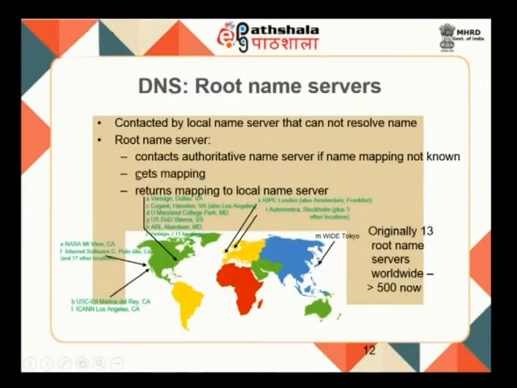If you look at these root name servers, they are located at many places. It is not one single root name server, but multiple copies of this root name server that are used worldwide. Originally, there were about 13 root name servers, but now we have more than 500 such root name servers distributed across the globe. And the root name server will contact the authoritative name server if it does not have the mapping for whatever is being requested. This is what is done by the root name server.